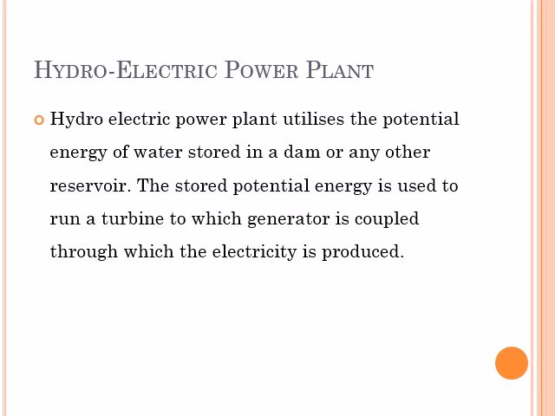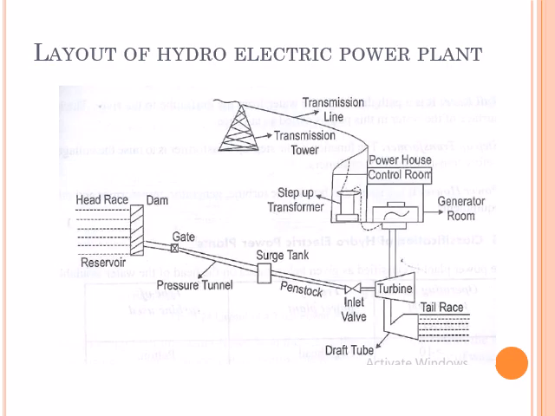Water in the dam or the reservoir acts as the source of energy to run the turbine and also to produce electricity using the generator which is connected to the turbine. This is the layout of the hydroelectric power plant. It consists of the reservoir, dam, sluice gate, pressure tunnel, surge tank, penstock, inlet valve, turbine, draft tube, generator room, step-up transformer, powerhouse and control room, transmission line, and transmission tower.